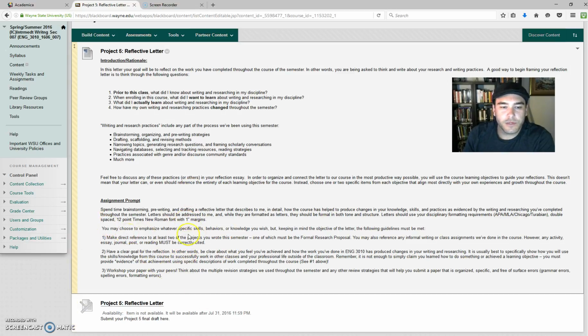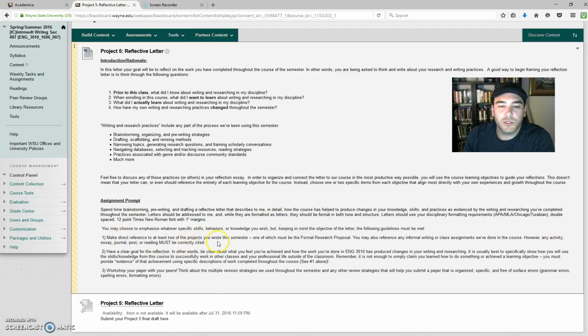And then here's some examples that you could do. You may choose to emphasize whatever skills, behaviors, and knowledge you wish, but keep in mind that the objective of the letter and the following guidelines must be met. So these are the things that you have to do. Okay, so you're writing a letter to me talking about your experiences, but you have to do these 3 things.